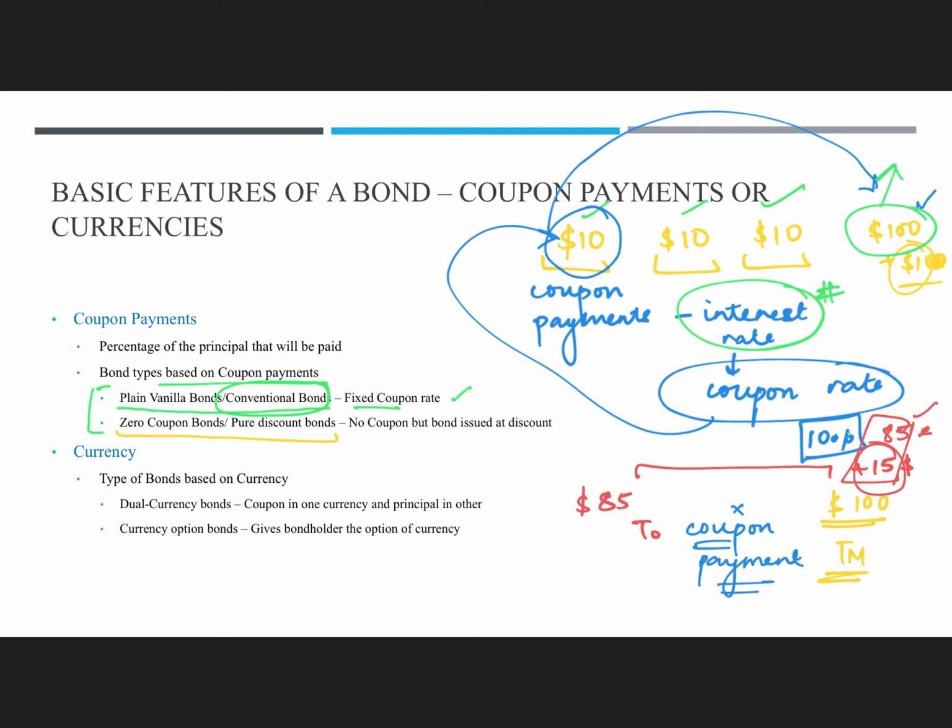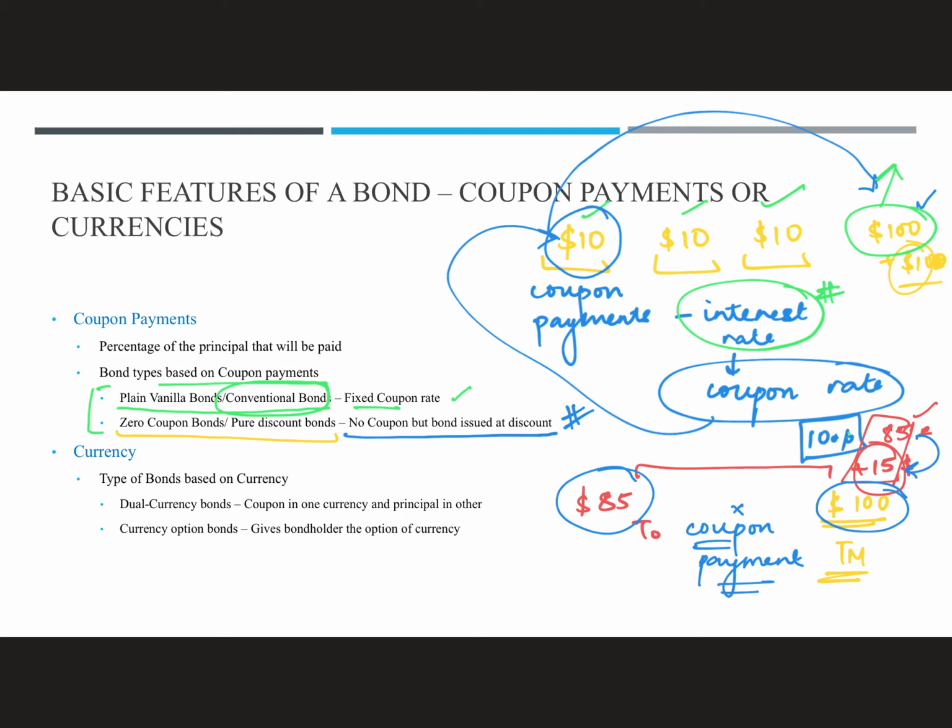But in order to compensate you for the amount you have loaned to the corporation or any issuer, they give you more than what you loaned. So if you loaned $85, you will get 85 plus 15, $100. So you're still getting interest on the payment, but not in the form of a coupon. That's why these are called zero coupon bonds or pure discount bonds, because these bonds are sold at a discount. Instead of $100, they're borrowing only $85 from you. No coupon, but the bond is issued at a discount.